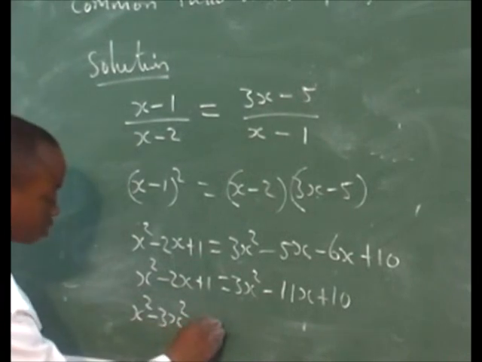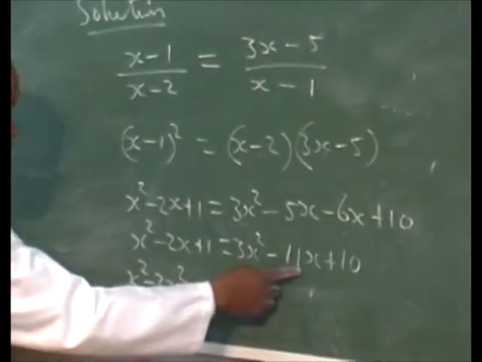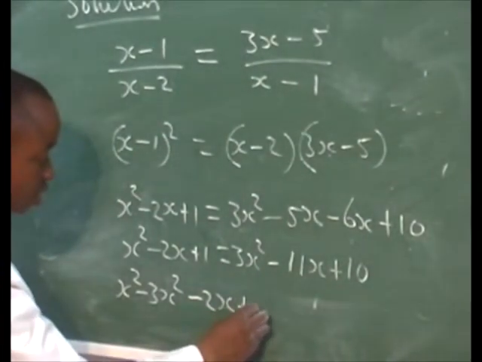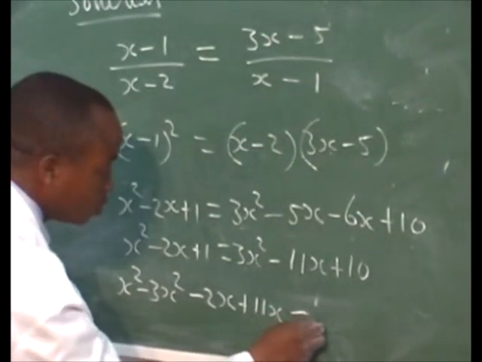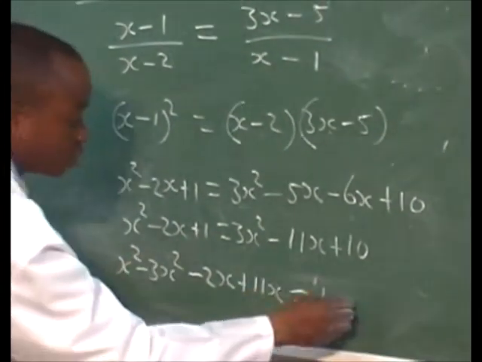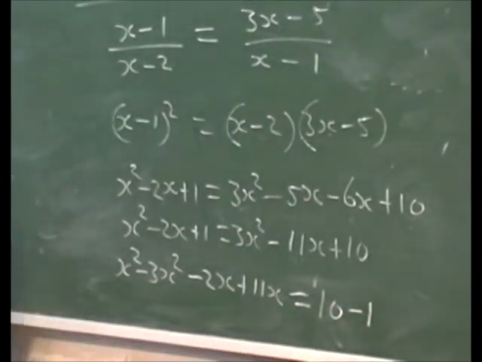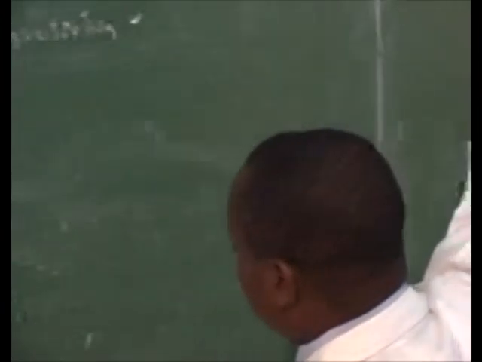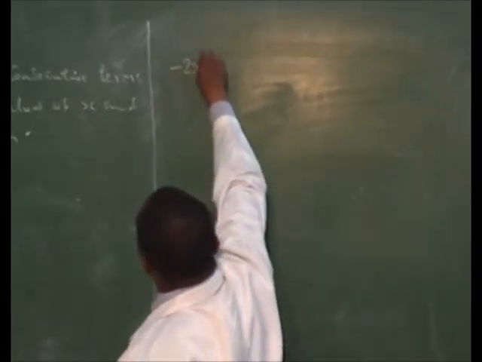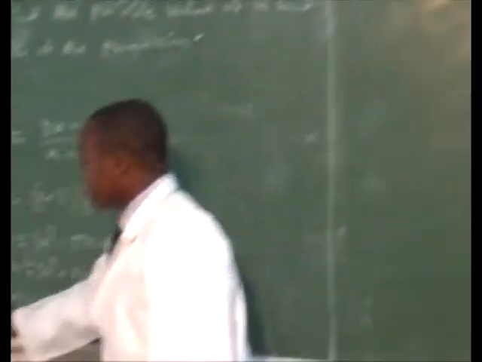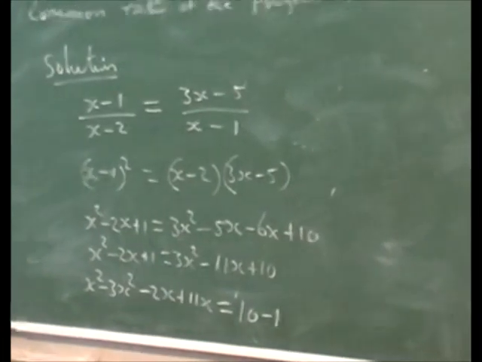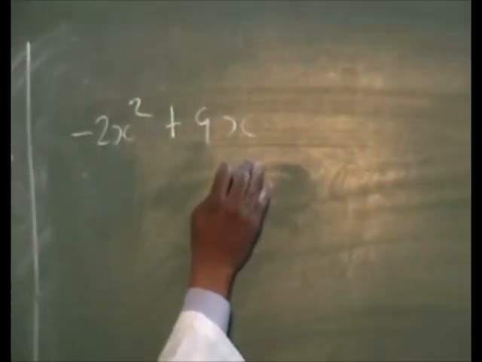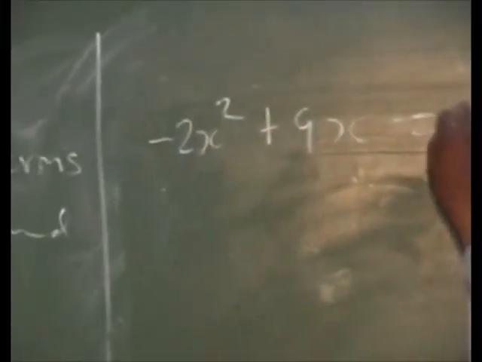Then I have minus 2x. I also have plus 11x, because this turns to this side and will turn to plus, equal to 10. Then this is plus. Going this way, we have minus 1. So what we have here is minus 2x squared, that is x squared minus 3x squared. So minus 2x squared, yes, plus 9x, because 11x minus 2x gives me 9x, will be equal to 9.